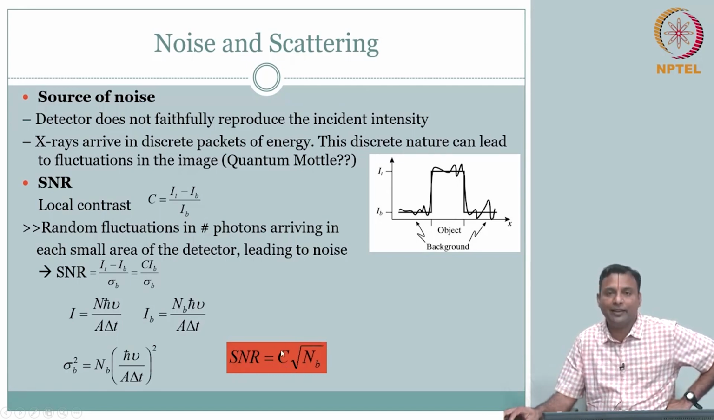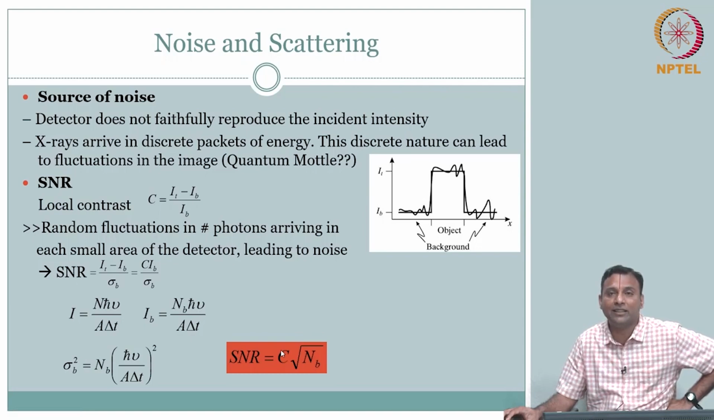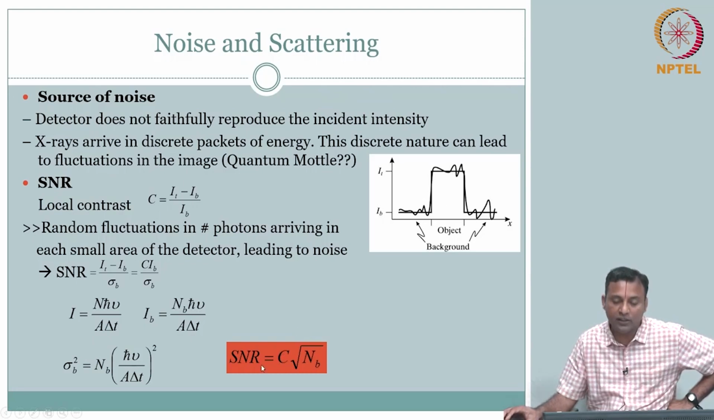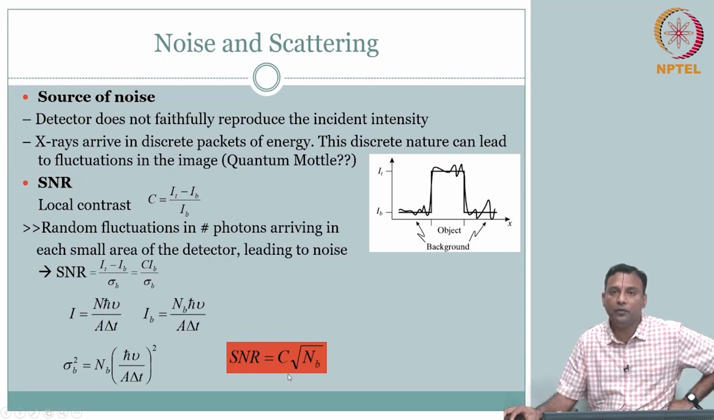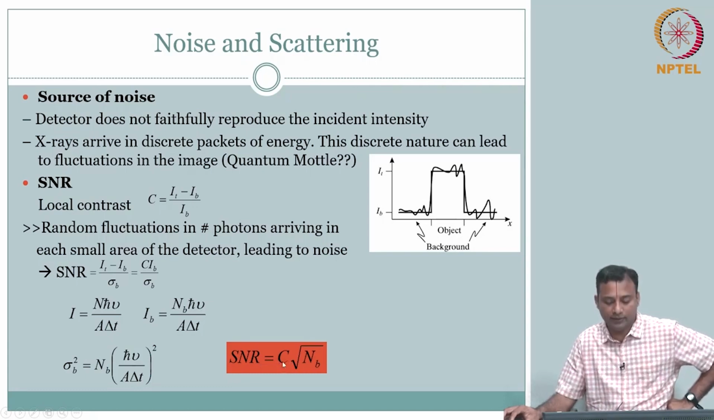The C was not there before when we did our intro, because we defined our signal to be just the mean, whereas here we have defined the signal to be local contrast, and therefore your signal to noise ratio captures C here, and then square root of NB. Clear, straightforward. So this is nothing new. The way we have defined our signal in this context is capturing the local contrast, and therefore your signal to noise ratio is in terms of contrast C and square root of NB.